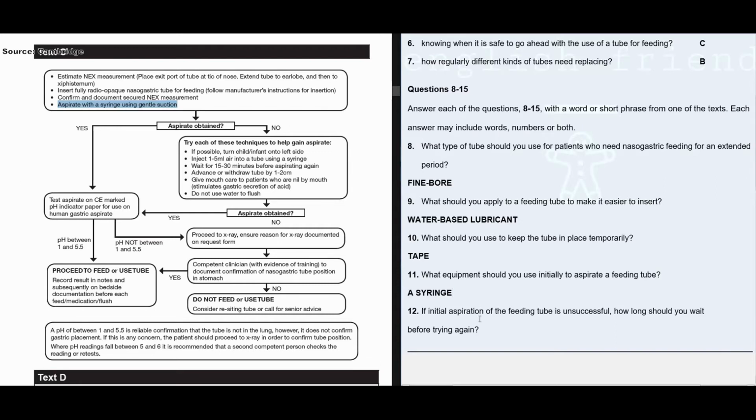Question number 12. If initial aspiration of the feeding tube is unsuccessful, how long should you wait before trying again? That is also in the same text here. Aspirate obtained, if it is no, these are the steps to be followed. And here in the third point, you may see wait for 15 to 30 minutes before aspirating again. So the answer for question number 12 is kind of easy. It's 15 to 30 minutes.